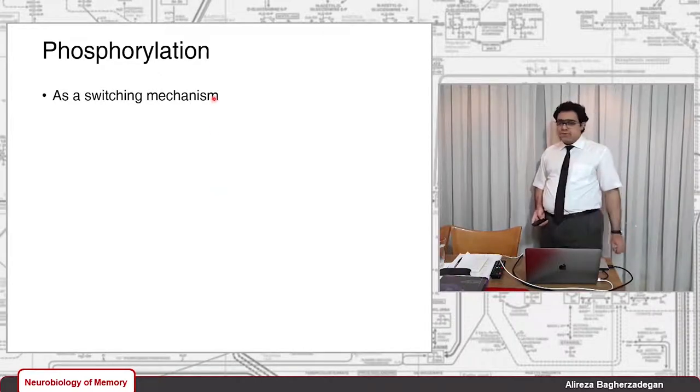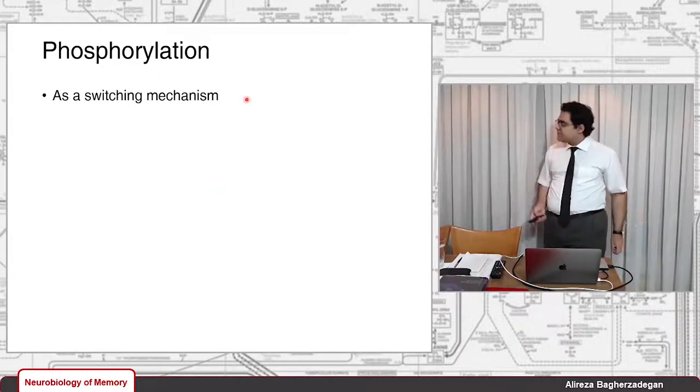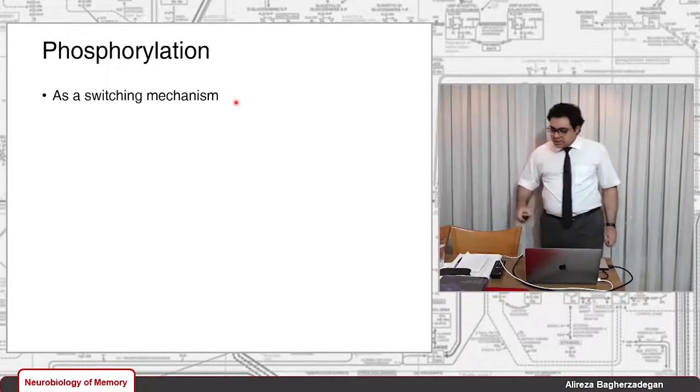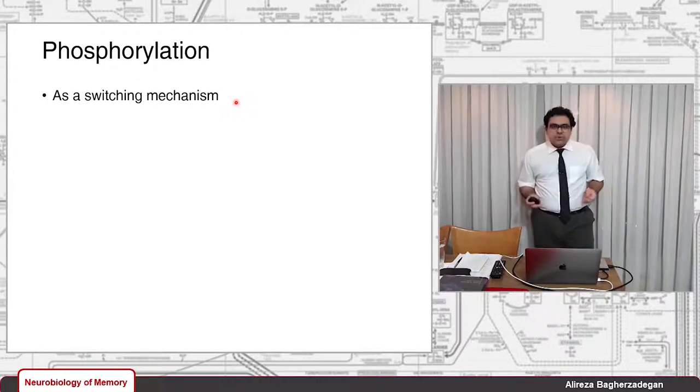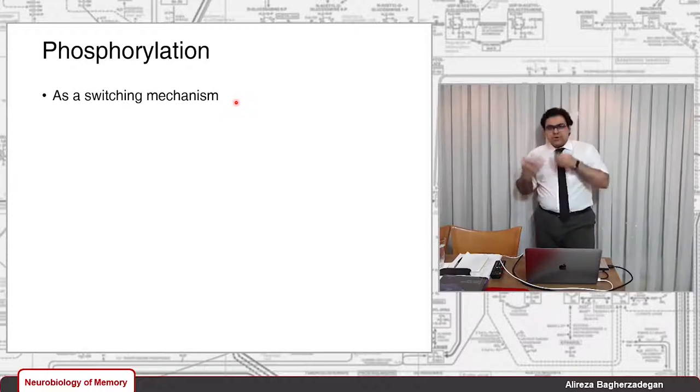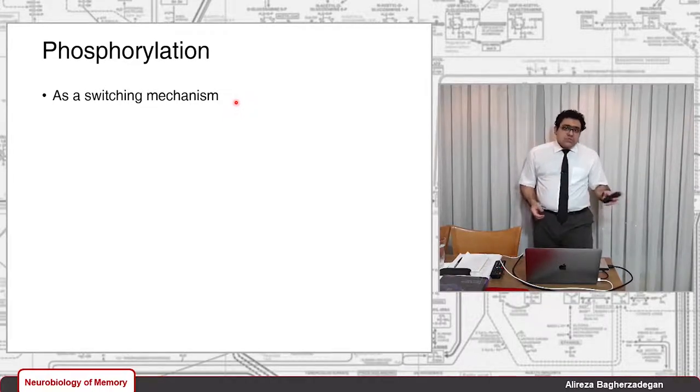One of the key features of phosphorylation is that it can act as a switching mechanism. I introduced the concept of switching. I told you that there are some intracellular signaling proteins which are like switches. They have an on state and an off state. In the on state, we say that they're active. They can make interactions with other effectors or other proteins. In the off state, they are inactive, deactivated, and they can no longer interact with other proteins.